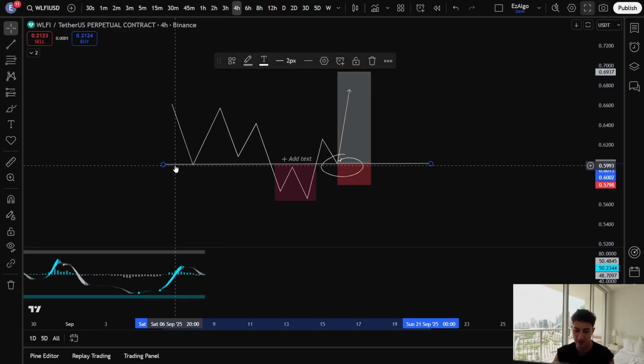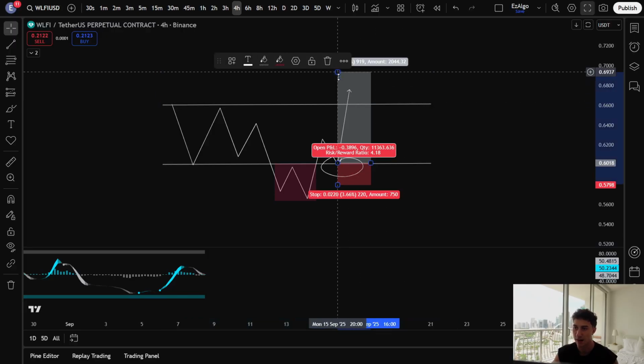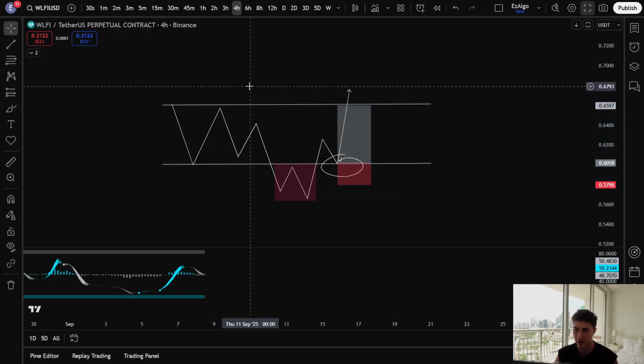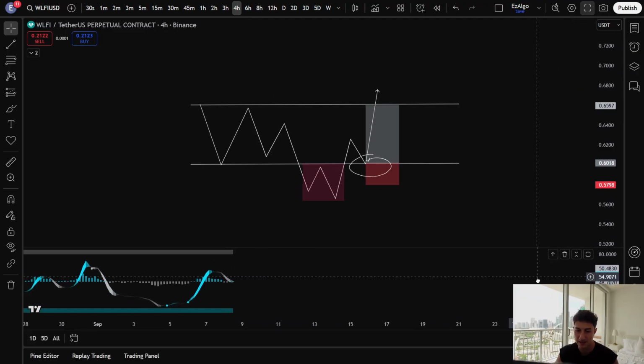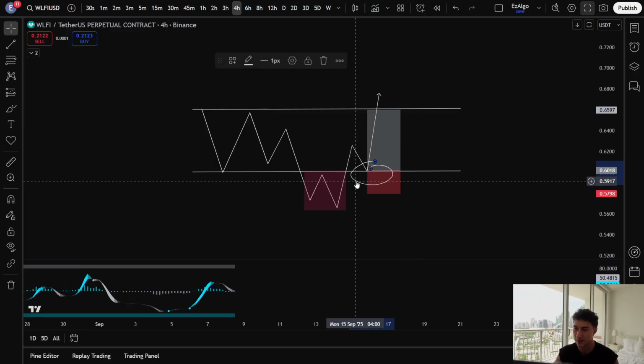So maybe I have some external liquidity or the range highs right here. This would be my take profit for the trade. So very high probability setup. This plays out many times per month across multiple pairs. So you can find a ton of setups with this.